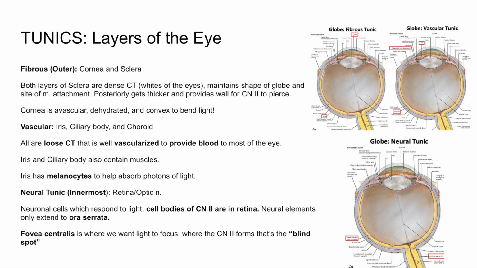Moving inward, the vascular tunic includes the iris, the ciliary body, and the choroid. And this layer is composed of loose connective tissue and is highly vascularized, meaning it has rich blood supply that nourishes much of the eye.